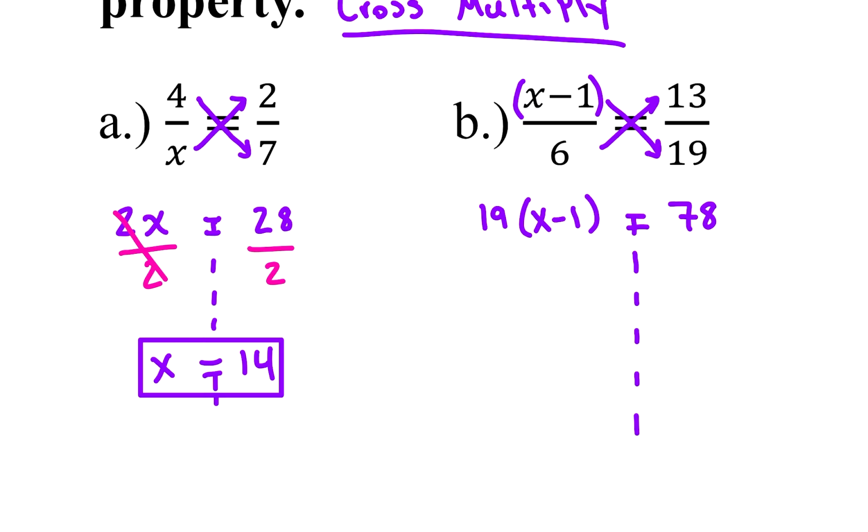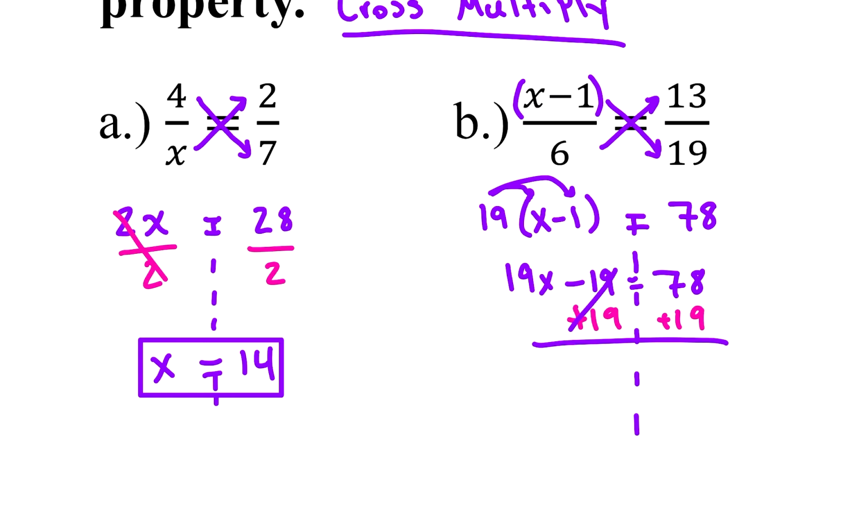And so before I really go into solving this problem, I need to distribute this 19 into this expression. So 19 times x is 19x. 19 times negative 1 is negative 19. And now I can go ahead and solve this. So I'm going to add 19 to both sides. That will cancel out here. My 19x comes down. And 78 plus 19 is going to give us 97.